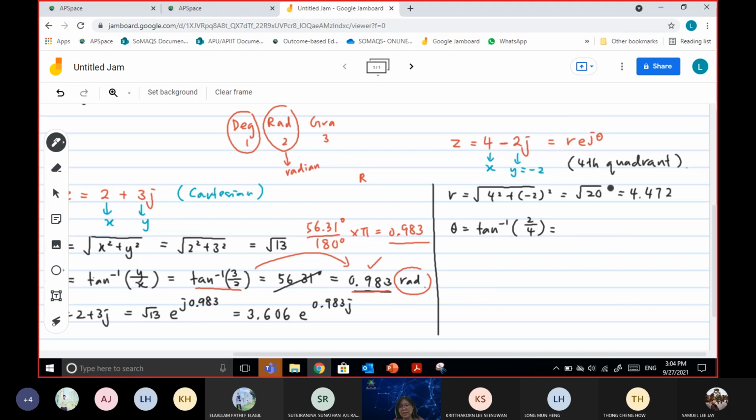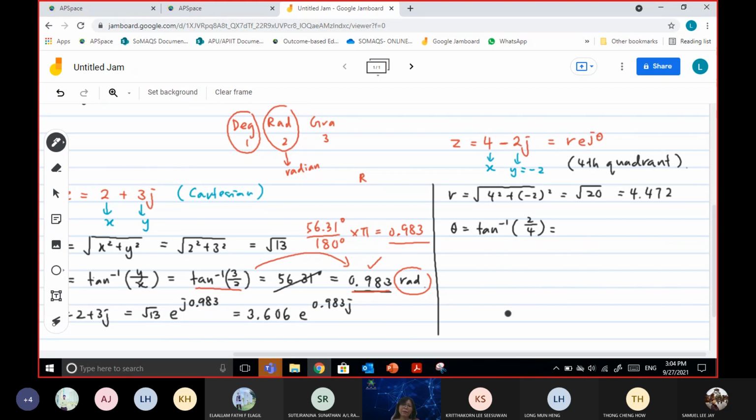Because for this case you get a fourth quadrant. So if you plug in the negative value just now, it so happened that the value you calculate is still correct. But if, let's say, this is in the second quadrant, then your answer is wrong. So you have to be careful.